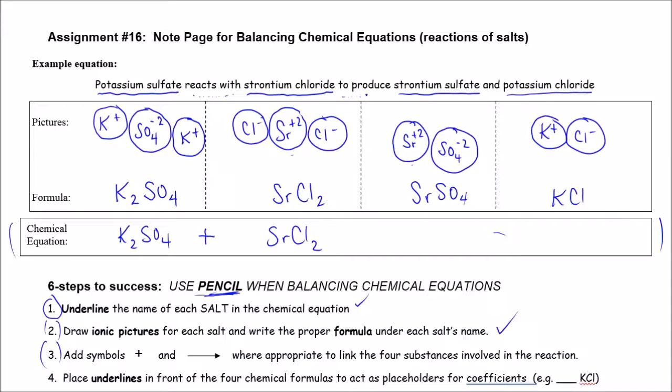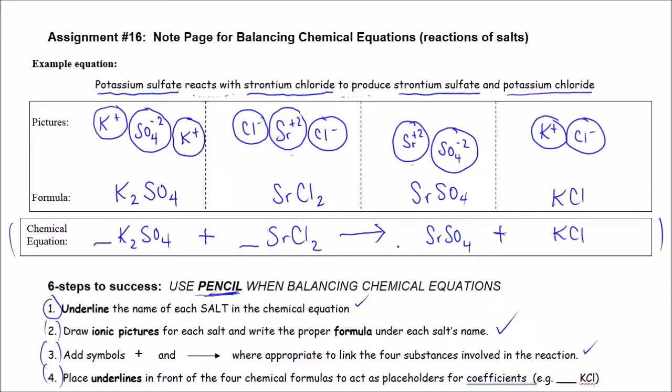That's what the plus sign is used for. In the middle here it says to produce. So there's a chemical reaction, a change. That's this arrow. SrSO4 is produced. And KCl is produced. I've done number 3. And now I'm ready for 4, which says place underlines in front of the 4 chemical formulas to act as a placeholder for coefficients. So that's what this means.